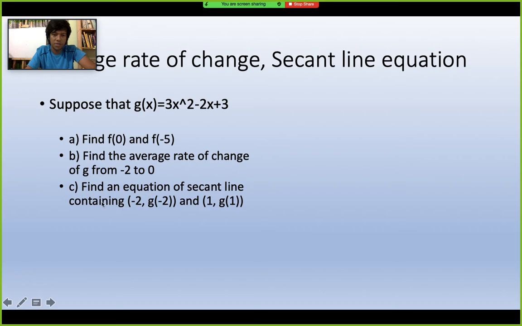Then find an equation of the second line containing this and this. So actually this point is a little bit different, so do not use this point from B directly here, because we changed it a bit. So this is minus 2, g of minus 2. That means for minus 2, g of minus 2, and for 1, g of 1. That means you have to put 1 here. Then from that 1 you have to use that point. So from those 2 points you have to find out the equation of the line. So this is slightly different than usual math. Usually it is minus 2 and 1, find this, then again from the same point find the second line, but it is like just a new point, that's it. No big deal.